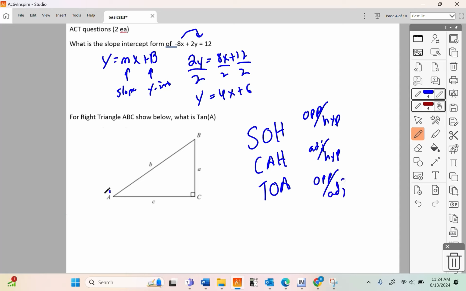So I'm at angle A. This is my angle of interest. And opposite of angle A is little a. And adjacent to angle A is little c. And of course, the right angle makes this guy the hypotenuse. All I want is the tangent. So the tangent of angle A is the opposite side length A over the adjacent side length C. Basic SOHCAHTOA. Basic. SpongeBob could do it.